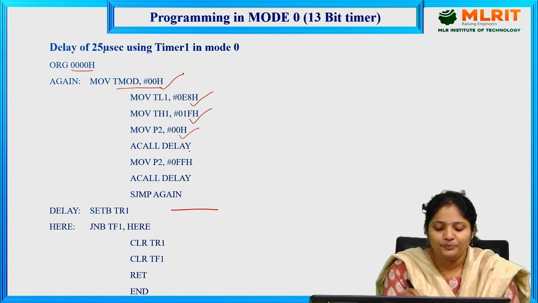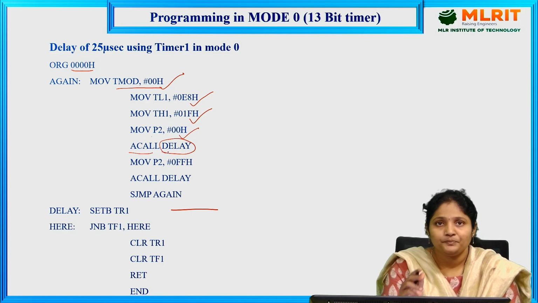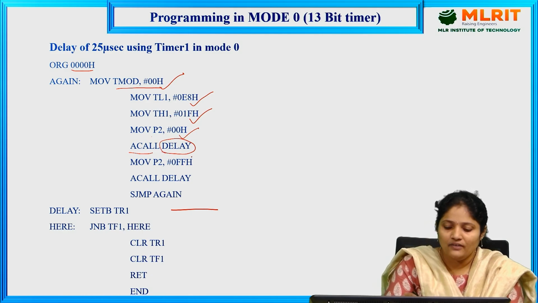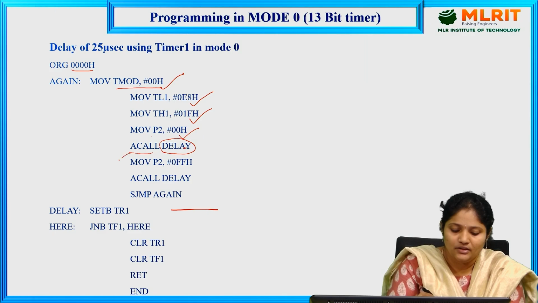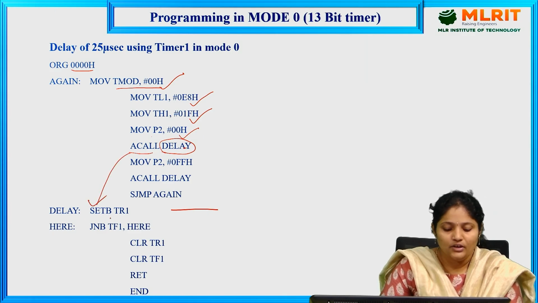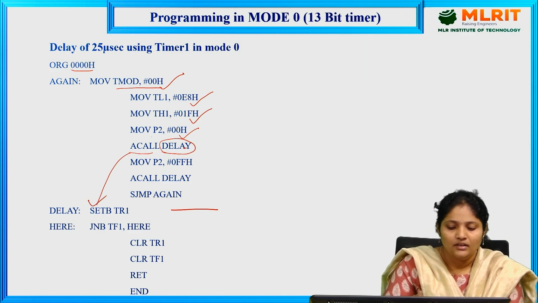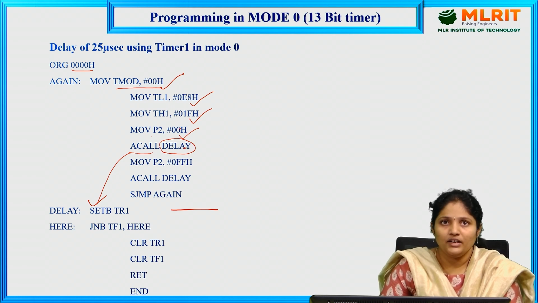Now here we are creating a subroutine, an absolute call, ACALL delay. Delay is the subroutine we are calling. So after finding this instruction, the controller moves to the delay. What we are doing here is that the TMOD values have already been loaded, and the TL and TH values have been loaded. So now we need to turn on the timer. That's why, using timer 1, we set bit TR1. In the TCON register, the TR1 bit will be on. So timer 1 will be on.